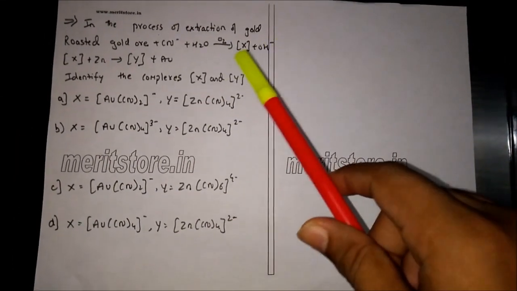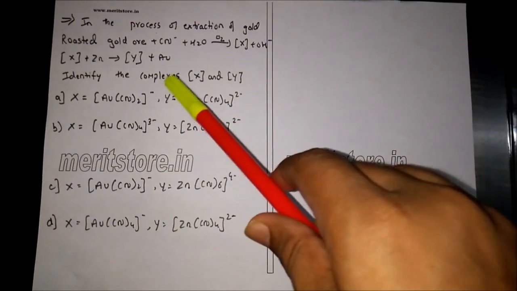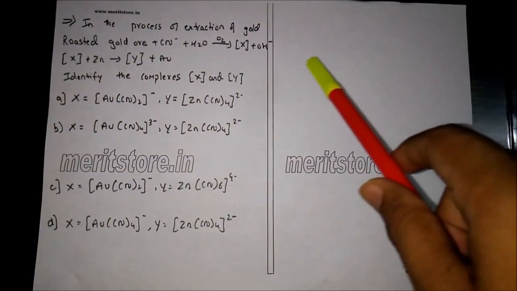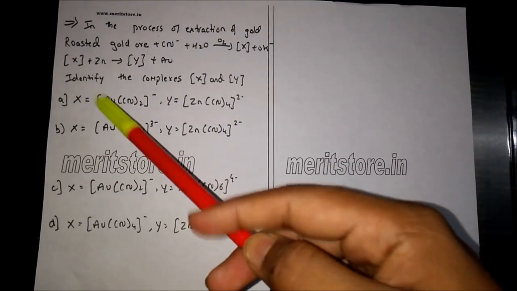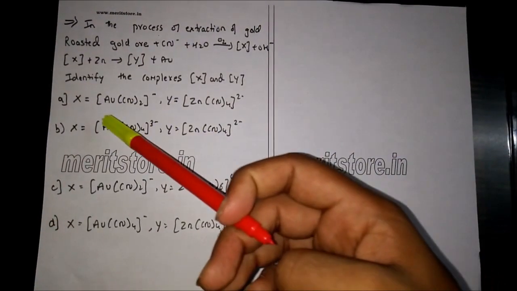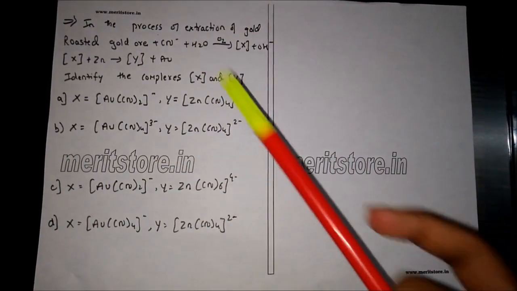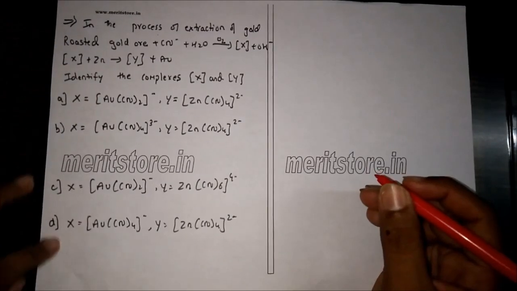In the process of extraction of gold, roasted gold ore plus CN- plus H2O gives X plus OH-, and X plus Zn gives Y plus Au. Now identify the complexes X and Y in the following reaction. So these are the options.